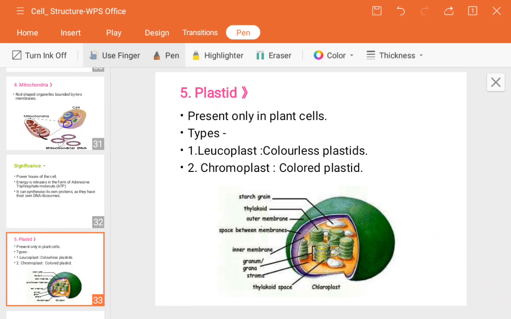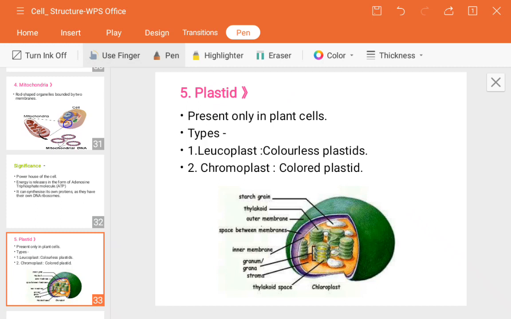A few examples for the leucoplast: starch. The whitish, powder-like portion which comes out when you cut a potato is the starch. Oil is also colorless, but because of its production from a particular seed or flower, it appears colored; otherwise oil is also colorless. Most proteins are also colorless, so we cannot identify them by color.